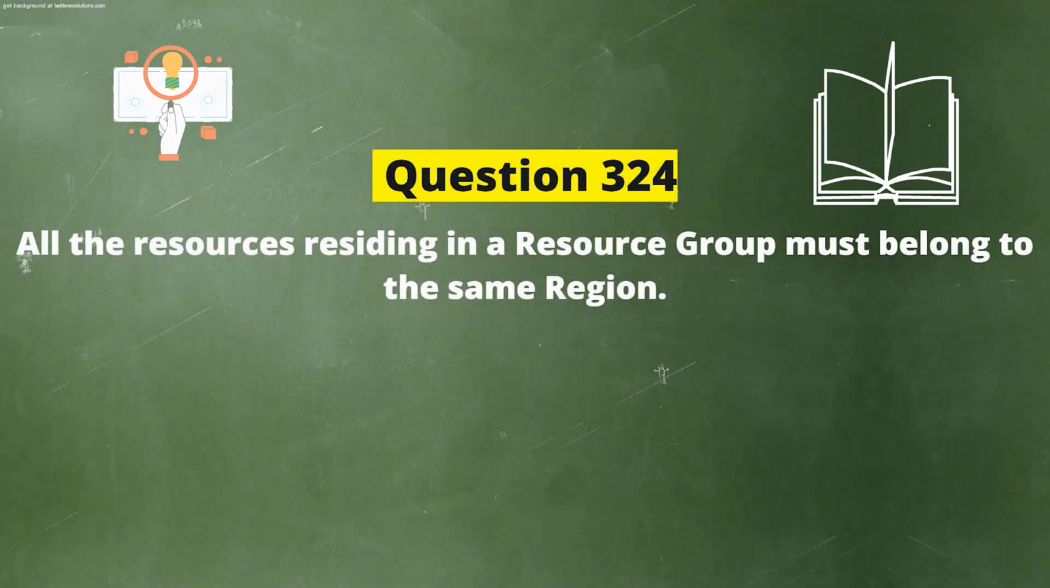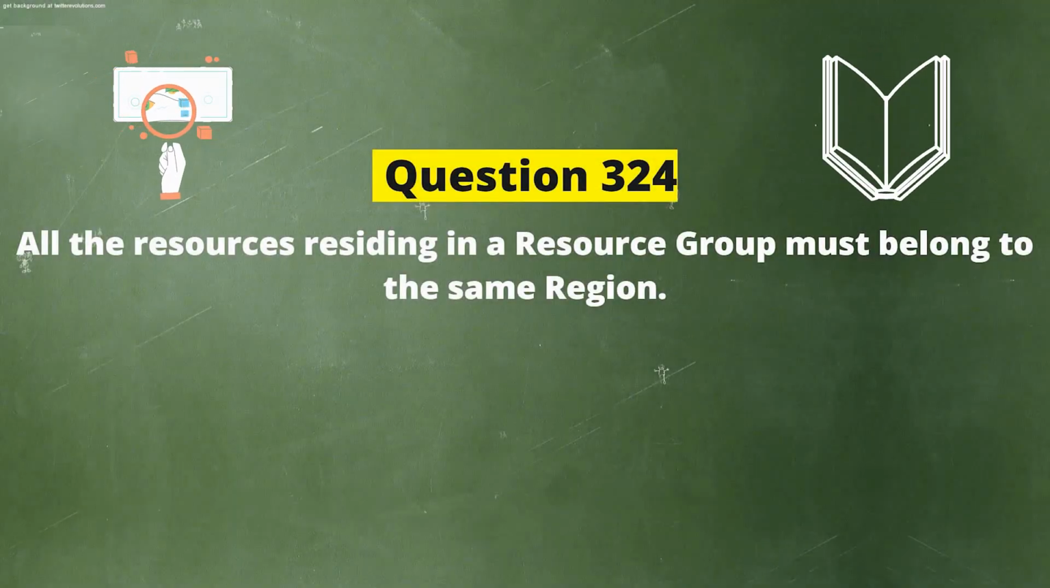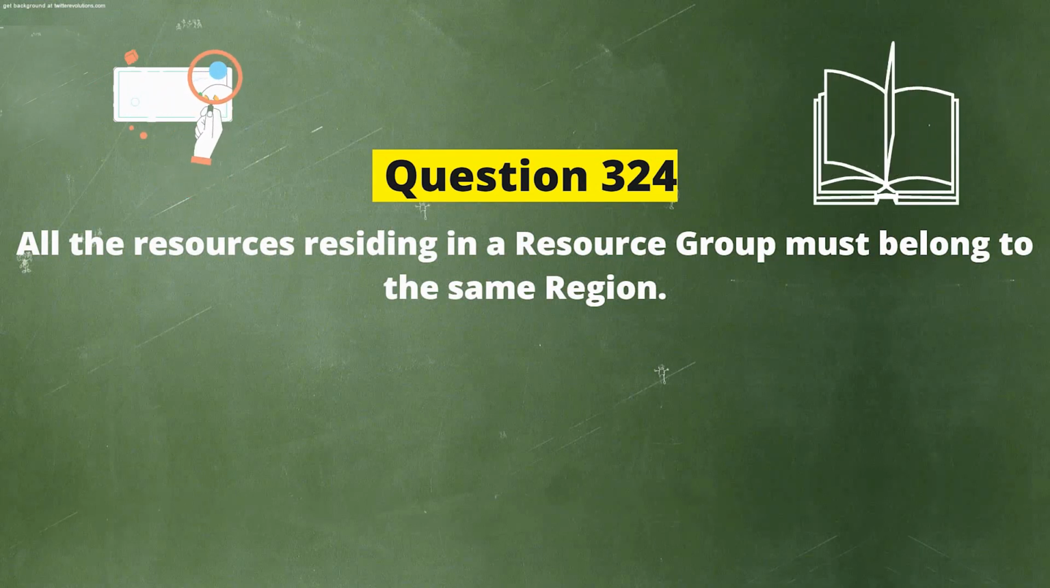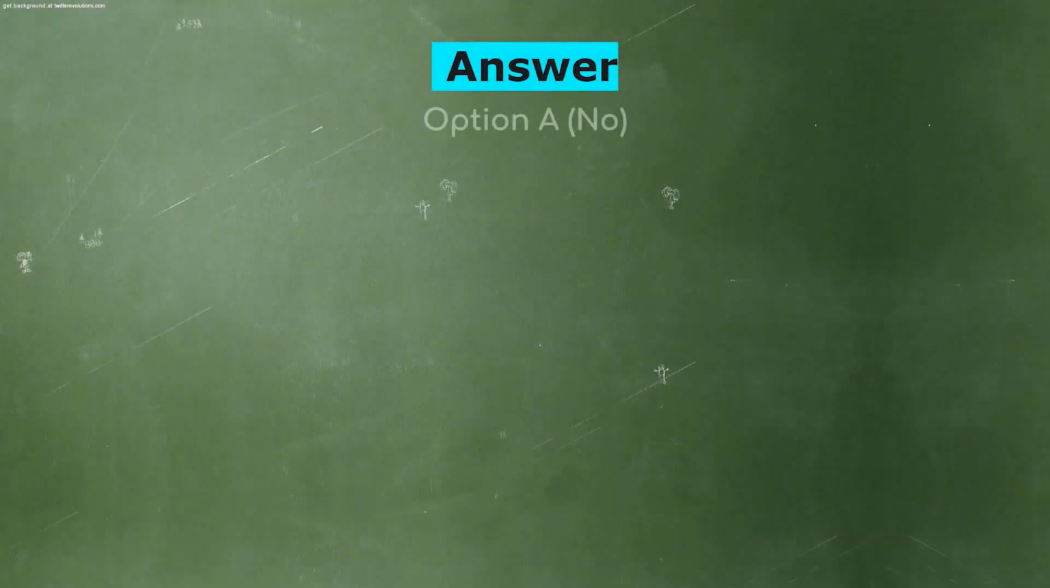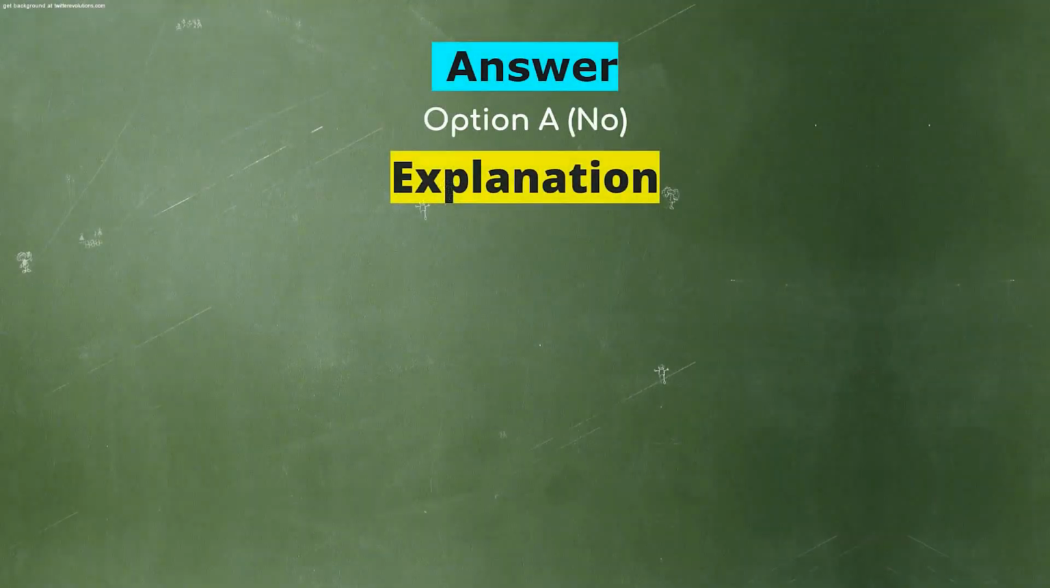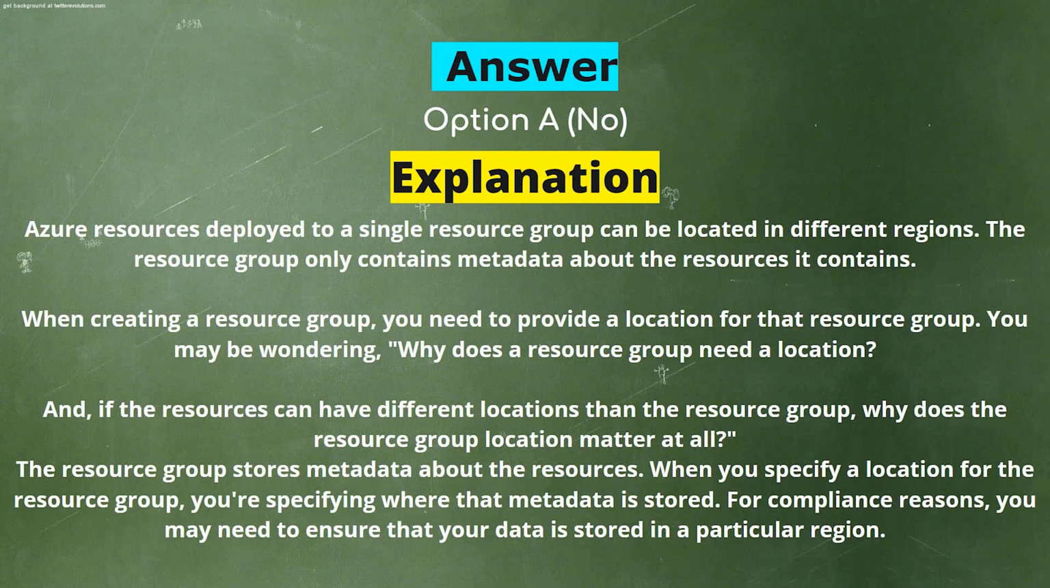Next question. All the resources residing in a resource group must belong to the same region. Is it no or yes? And the correct answer is, it is no. Explanation. Azure resources deployed to a single resource group can be located in different regions. The resource group only contains metadata about the resources it contains.